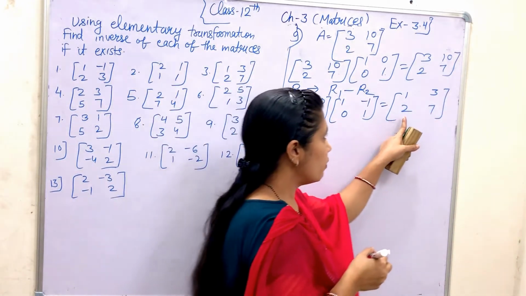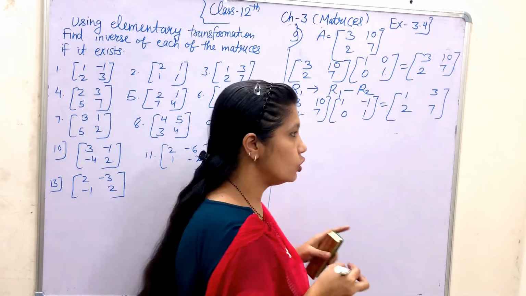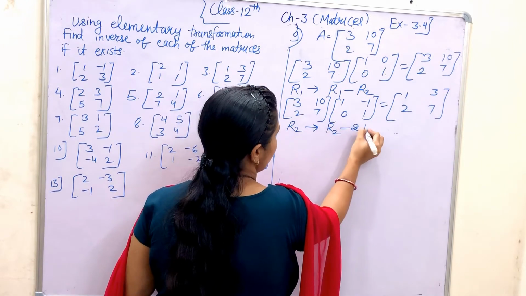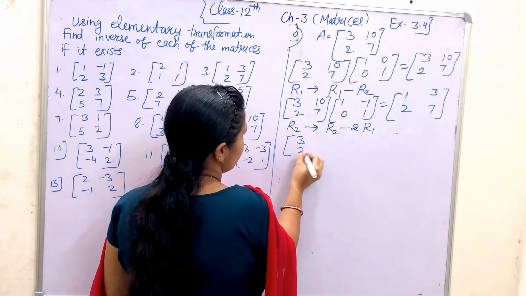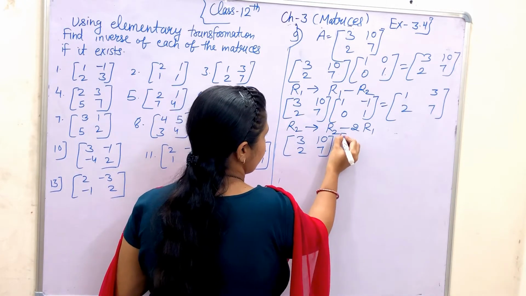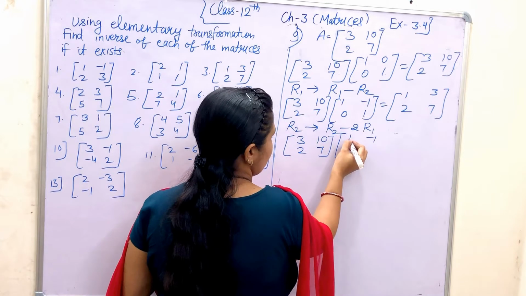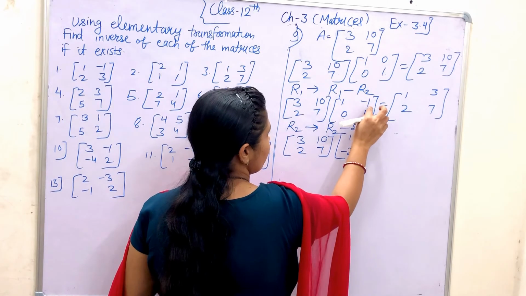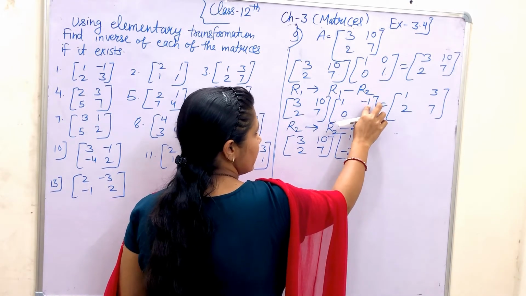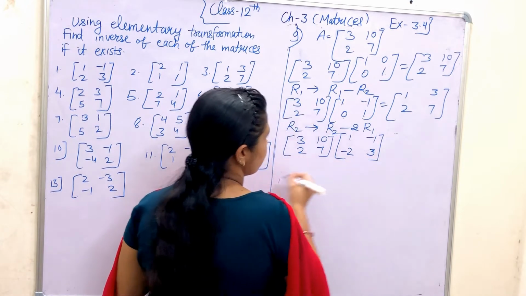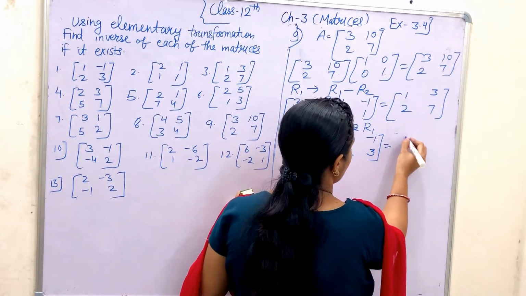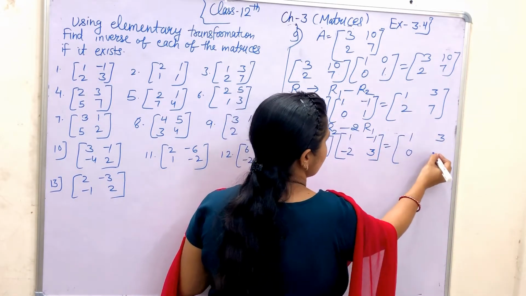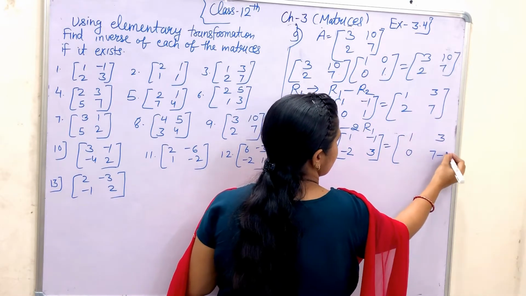Now we will make our A21 position as 0 element. So what we do? R2 minus 2 R1. We get 3, 2, 10, 7. R2, 0 minus 2 R1 means minus 2, 1 minus 2 minus minus plus and 2 means 3. 1 plus 2, that is 3. Here we get 1, 3, 2 minus 2, that is 0, 7 minus 6, that is 1.